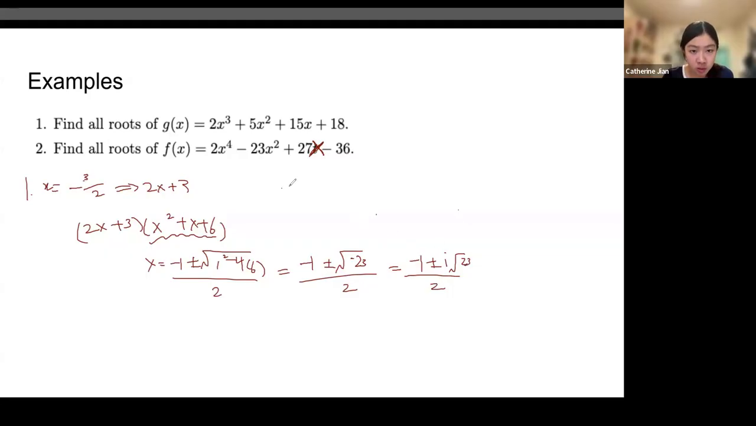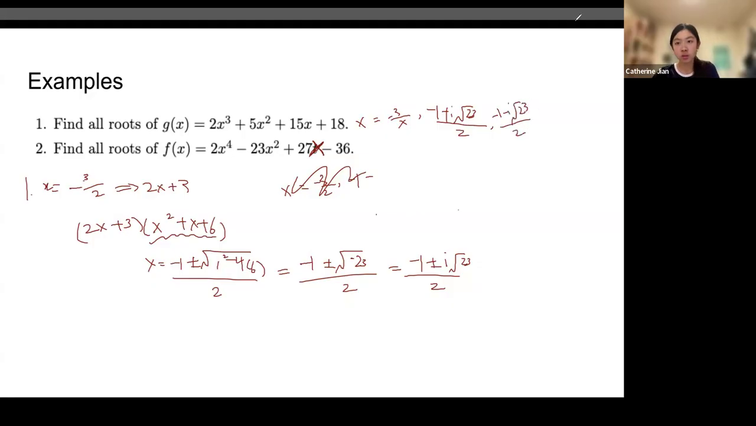So our roots are x is equal to negative 3 over 2, negative 1 plus i root 23 over 2, and negative 1 minus i root 23 over 2. Okay, so these are our three roots.